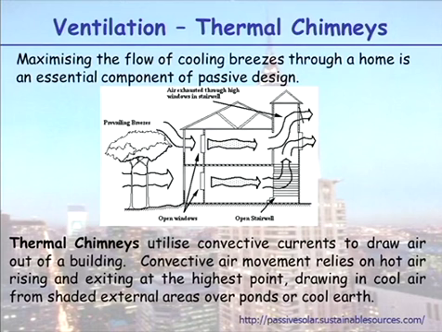But thermal chimneys take it one step further. Thermal chimneys are where you have components of a building, such as an atrium space, where you can open up a window or a louver high up. Thermal chimneys utilise convective currents to draw the air out of a building. Convective air movement relies on hot air rising and exiting at the highest point. And if air is rising and exiting, it's being pulled in, drawn in somewhere else in the building. So you draw the cool air in from shaded and external areas.